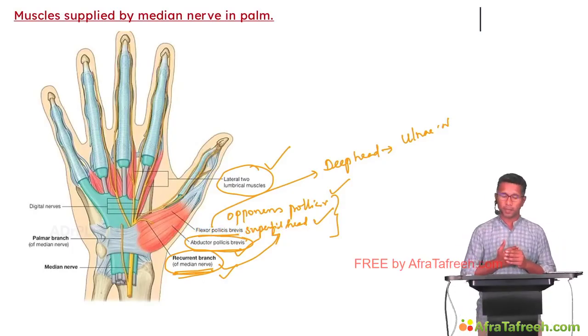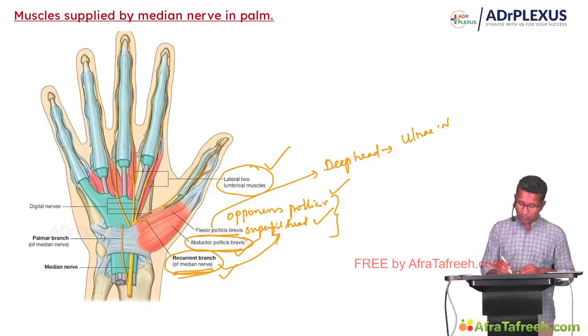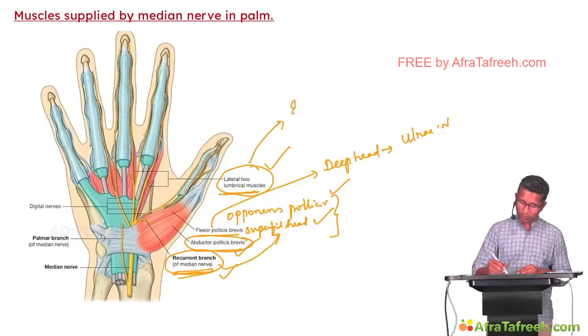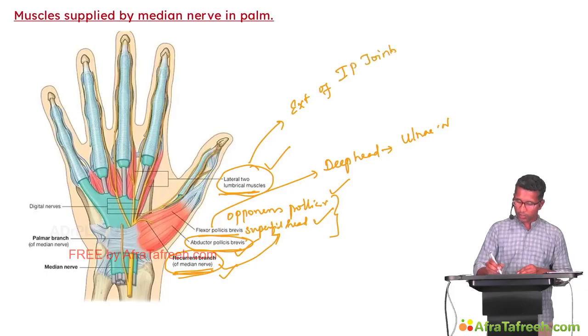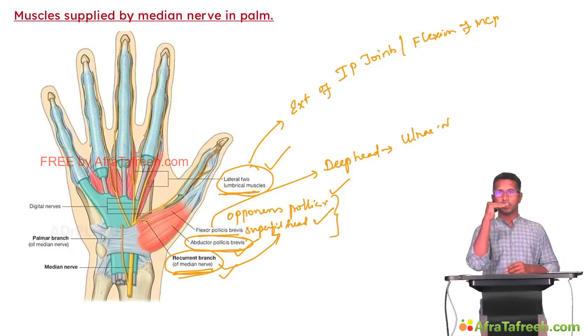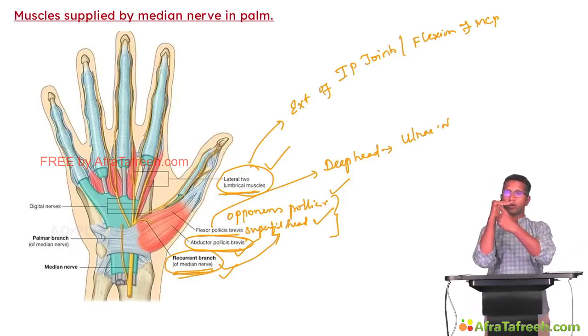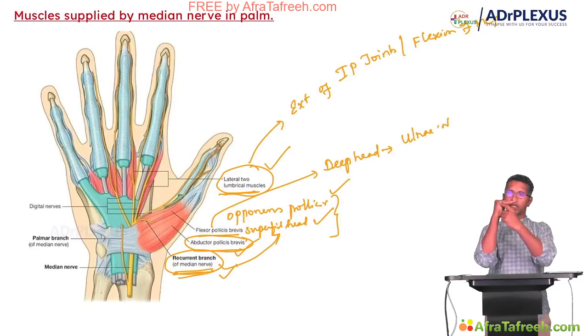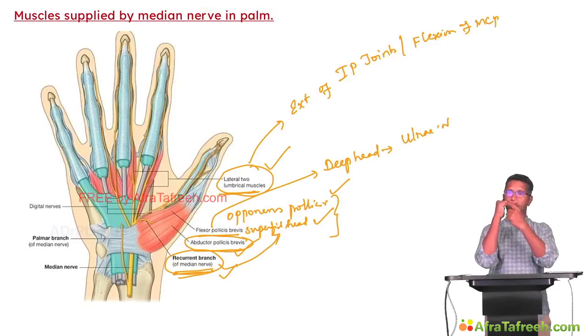And also remember the lumbricals. Median supplies the lateral two lumbricals. Please remember the function of the lumbricals. The function of the lumbricals is that they cause extension of the interphalangeal joints and flexion of the metacarpophalangeal joint. So what do I mean by that? If I keep my hand like this, I have flexion at the metacarpophalangeal joint and extension at the interphalangeal joints.